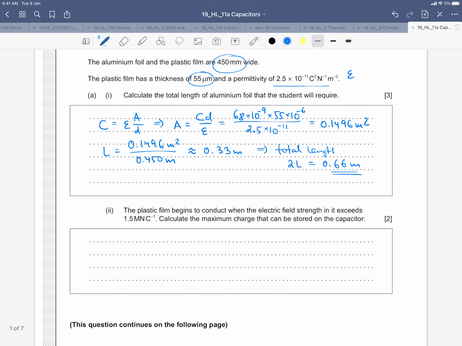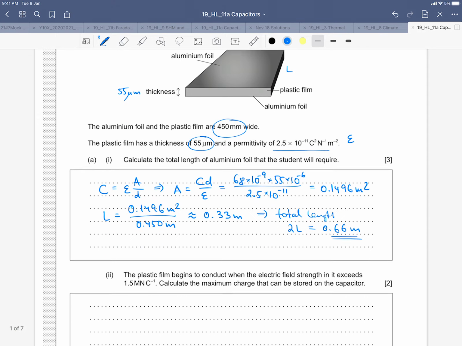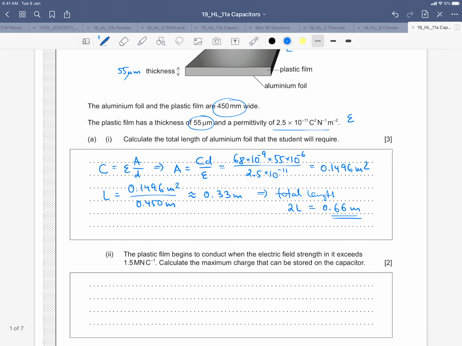Next one is that the film begins to conduct when the electric field strength in it exceeds that amount. So we don't want the plastic film to conduct. We want it to remain a dielectric, which is an insulator that can just be polarized. But of course, if you apply a strong enough electric field, then pretty much all materials can conduct. We have to calculate the maximum charge that can be stored on the capacitor.